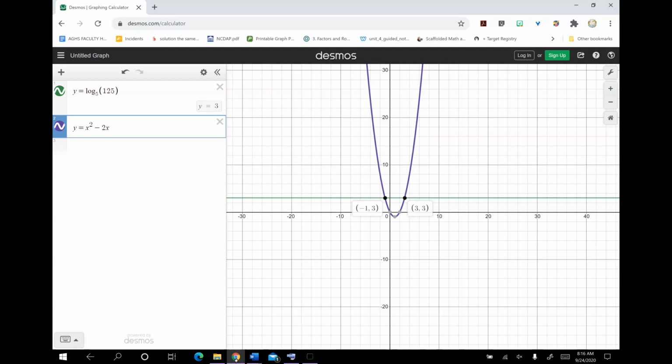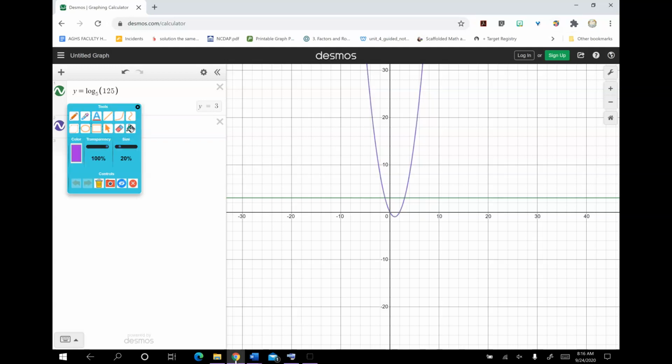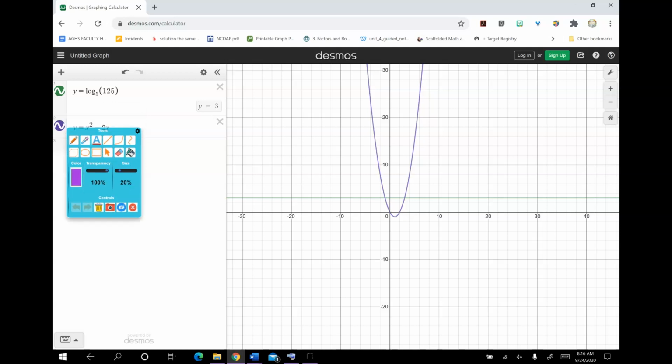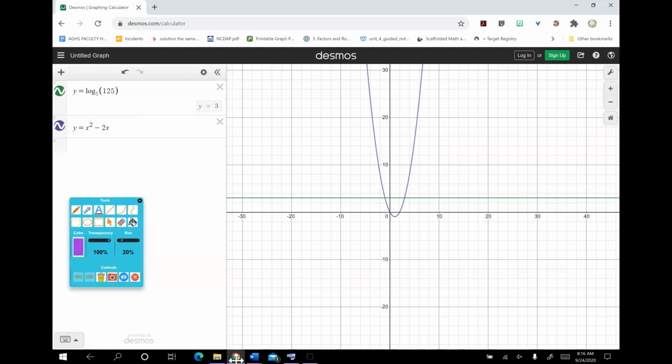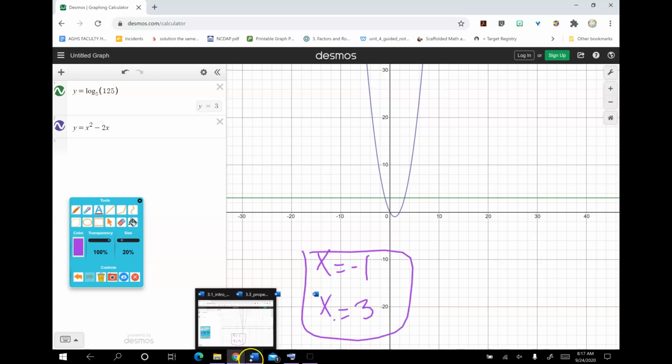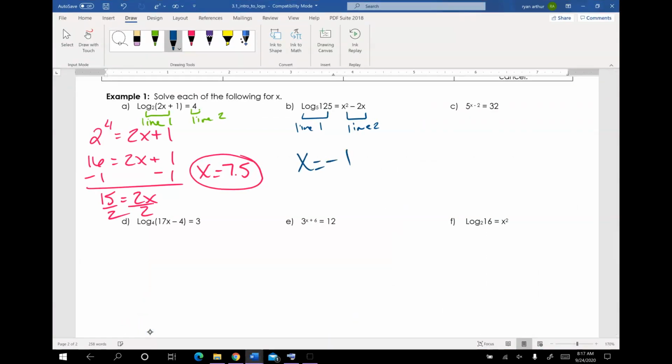You're looking for your x answers. So x is going to equal, let me pull them back up, x equals -1, and then the other one was 3. And those are your answers for this problem. So when you come back to your paper, you would type -1 and 3. So x equals -1 and 3.